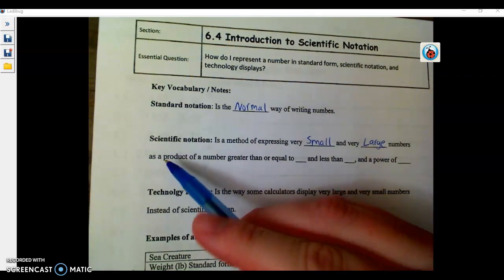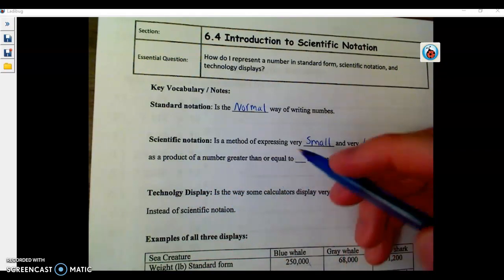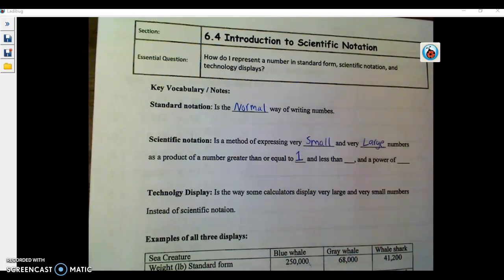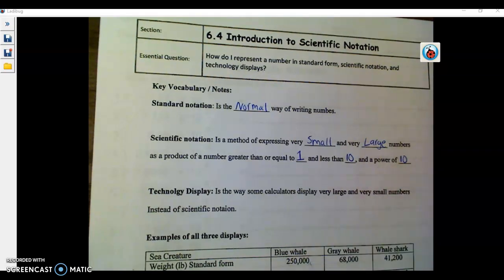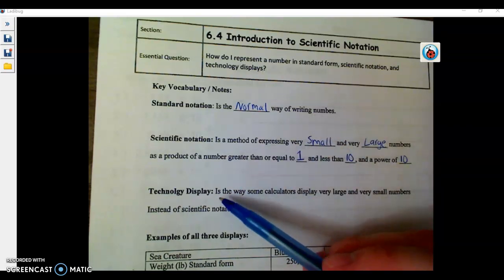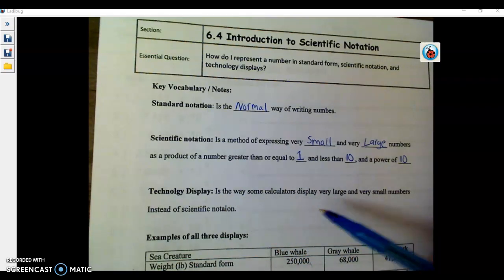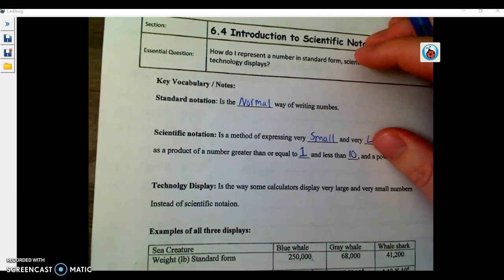So it's going to be a little confusing at first, but it is typically written as a product of a number that is greater than or equal to 1 and less than 10, and a power of 10. That'll make more sense when we get into some examples below. And then technology display is what your calculators might do. It's the way some calculators display very large or very small numbers instead of scientific notation. It's the same thing, it just looks different in some calculators.